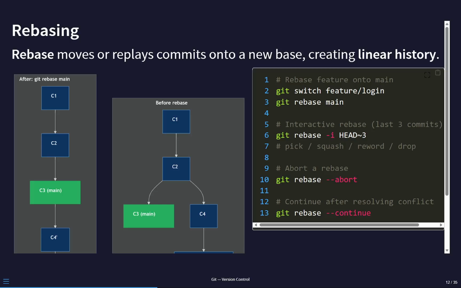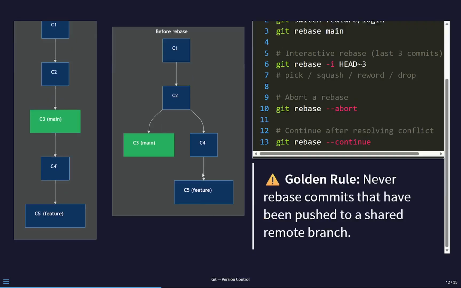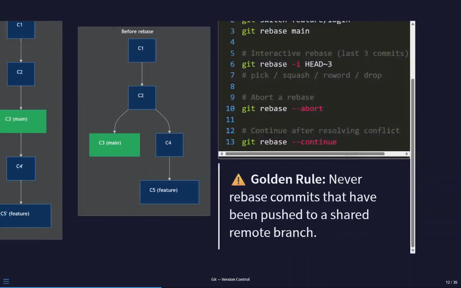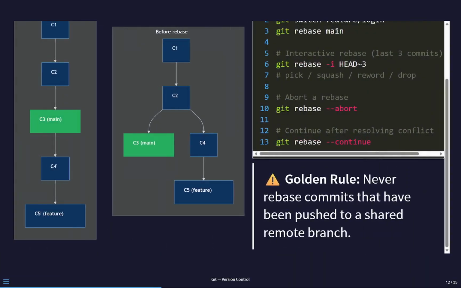Click. Now, the golden rule of rebasing, and please burn this into your memory. Never rebase commits that have already been pushed to a shared remote branch. Rebase creates new commits with new hashes. If teammates have built work on top of your original commits, and you rebase and push with force, you will rewrite shared history and cause chaos for everyone working on that branch.